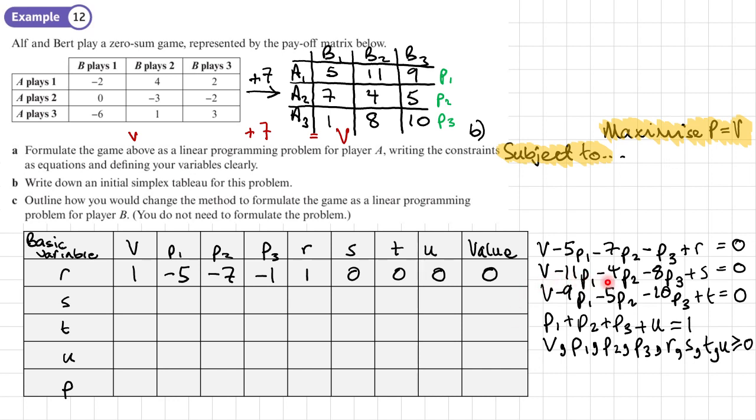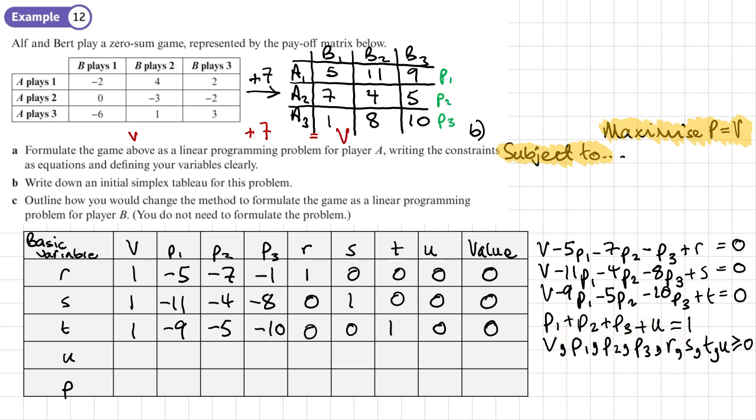Second equation here, we've got V, we've got negative 11P1s, negative 4P2, negative 8P3, we've got no R, we've got 1S, no T or U, and its value is 0. Third equation here, we've got a V1, we have negative 9P1, negative 5P2, negative 10P3, we have no R or S, we have a T, no U, and that value is also equal to 0. And then we have our probabilities here with our slack variable.